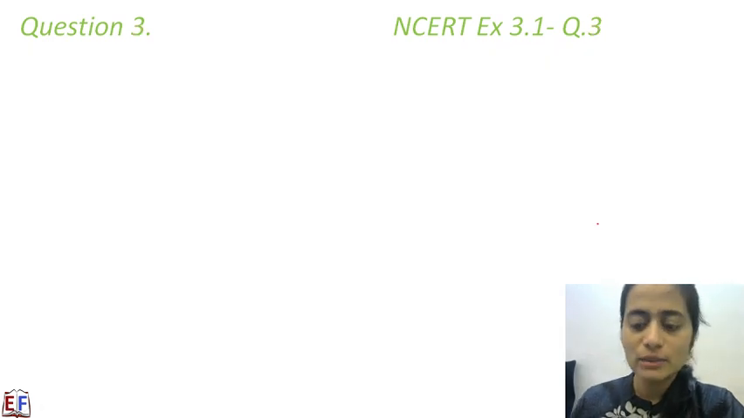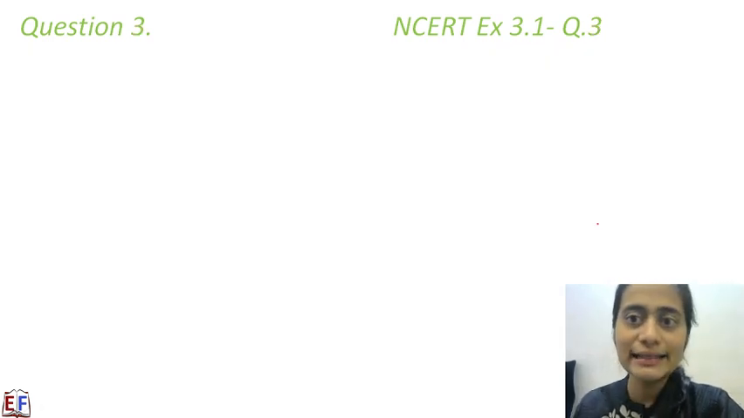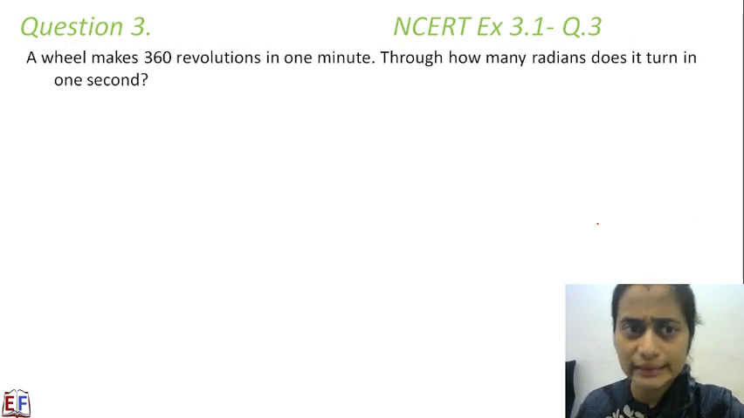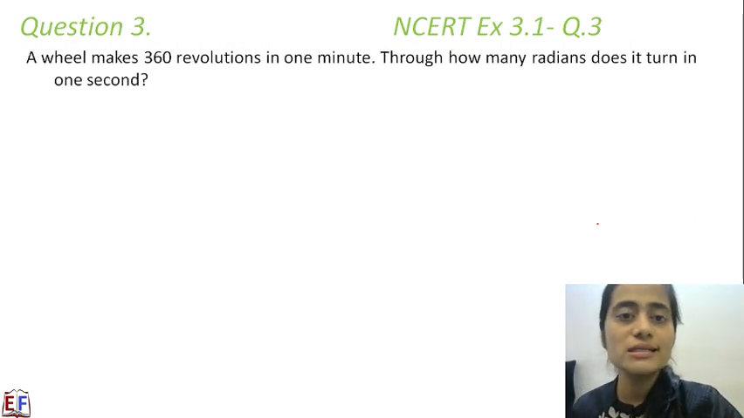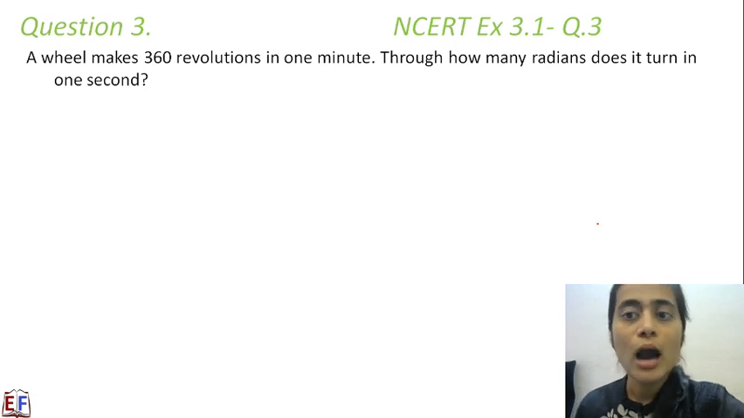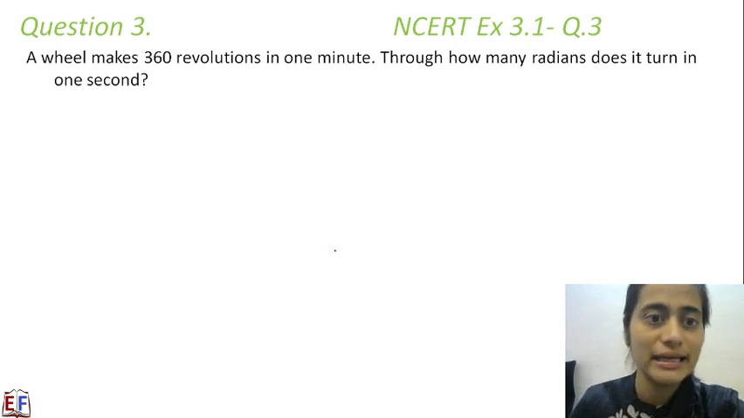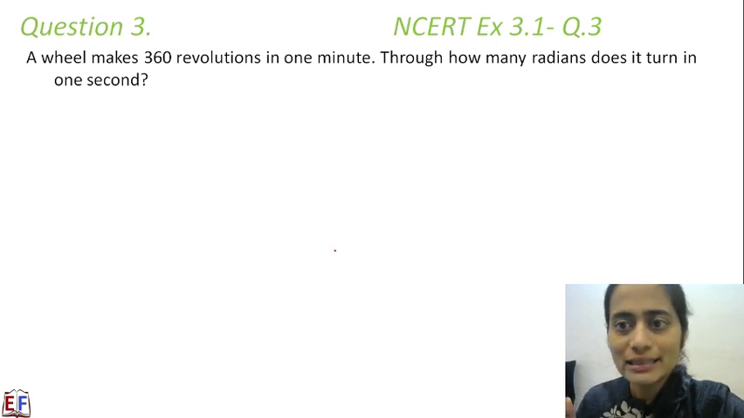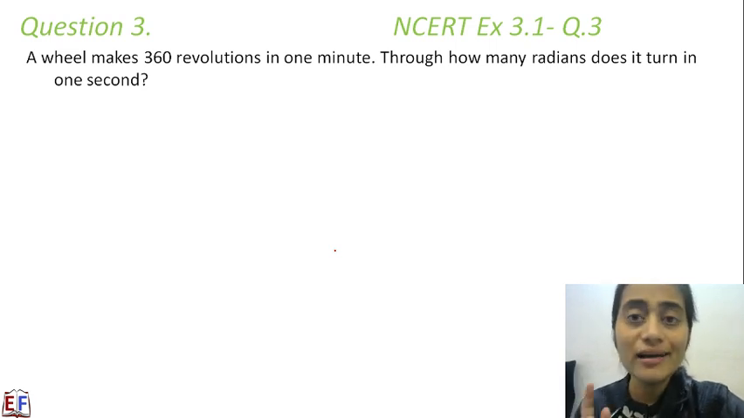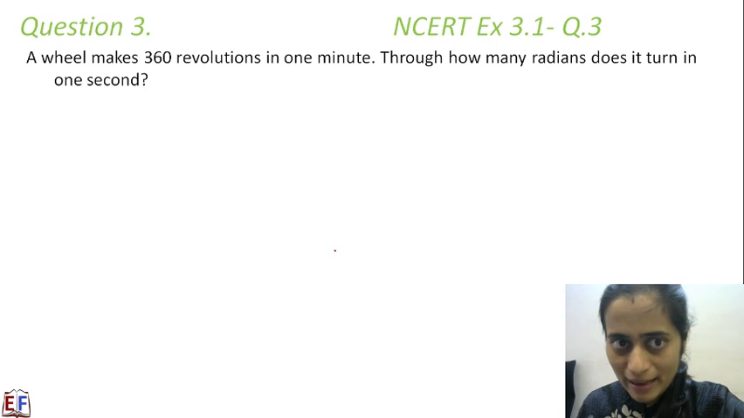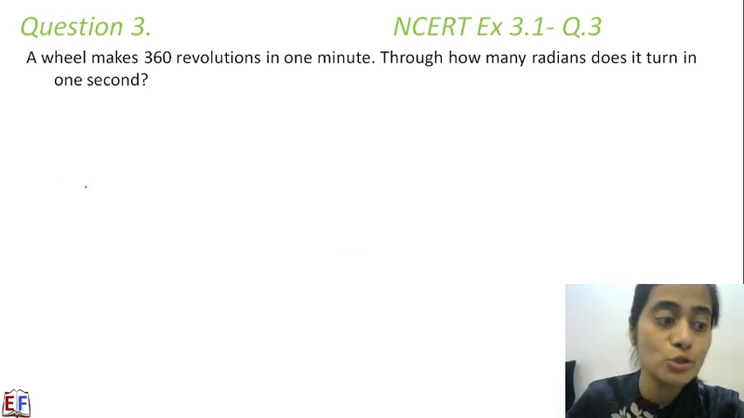आगे बढ़ेंगे क्वेश्चन नंबर 3, जो फिर से इसी एक्सरसाइज का है 3.1 का, और हम एनसीईआरटी बुक के हिसाब से ये क्वेश्चन नंबर 3 है. A wheel makes 360 revolutions in 1 minute. Through how many radians does it turn in 1 second? तो रेडियंस, कितना रेडियन ये कवर करेगा 1 सेकेंड में? चलो उसकी बात तो हम बाद में करेंगे. फर्स्ट लेट अस सॉर्ट आउट द फर्स्ट पार्ट ऑफ द क्वेश्चन.